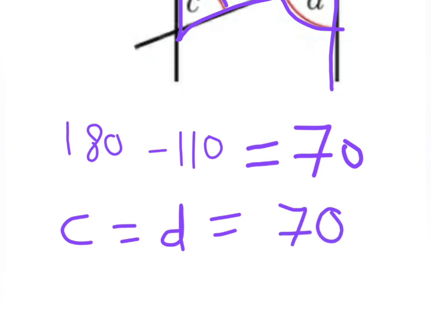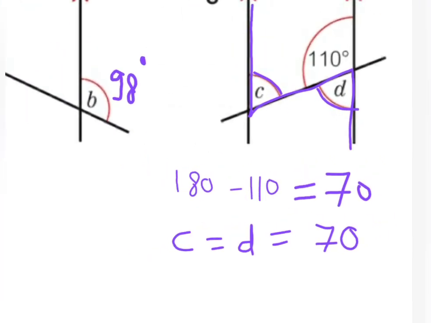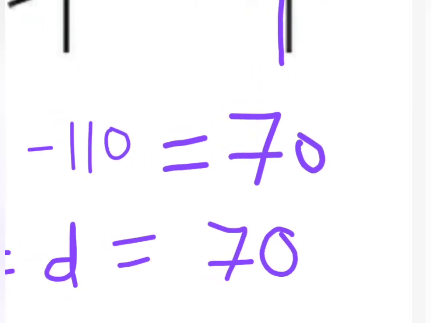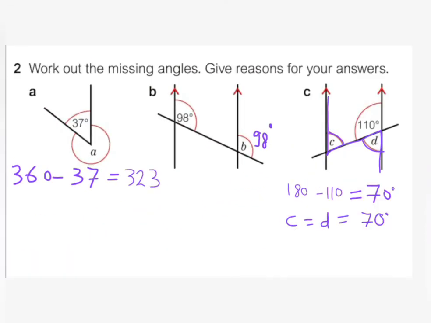And the reason is we found D by finding the angles on a straight line, which add up to 180. And then we found C by saying that both angles are alternate, so they are equal. And this way we studied angles around a point, corresponding angles, and alternate angles.